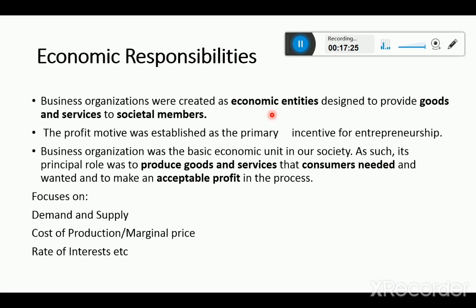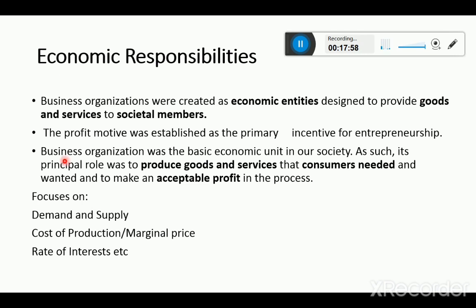The basic reason for their existence is that they must provide goods and services to, for example, the members of that society. Therefore they are in the market. There is an economic need, so the organization is in the market because it has to fulfill the needs of, for example, the state. Then the profit motive was established as the primary incentive for entrepreneurship. Every enterprise and organization is in the market because they want to earn profit, and earning profit is their motive.